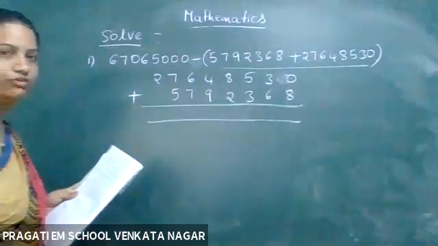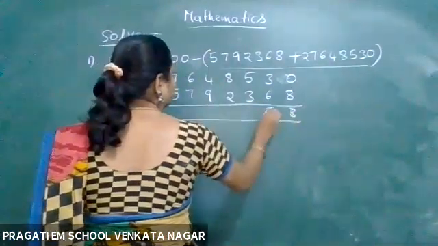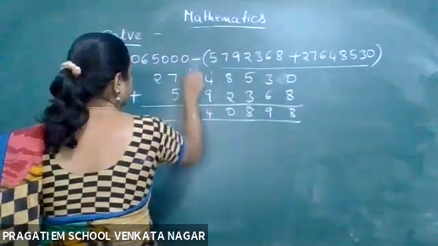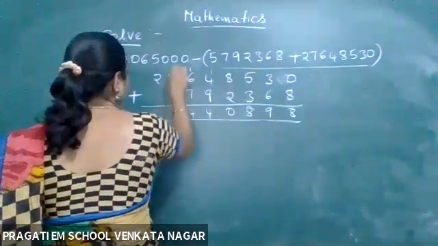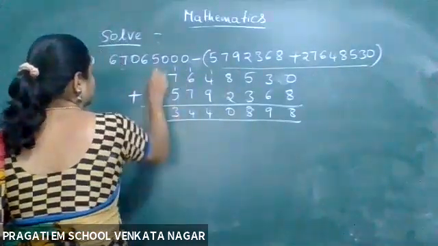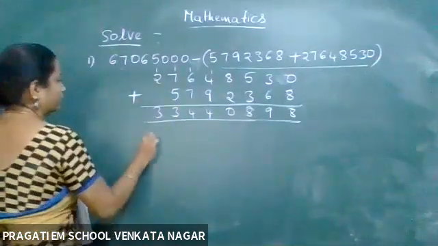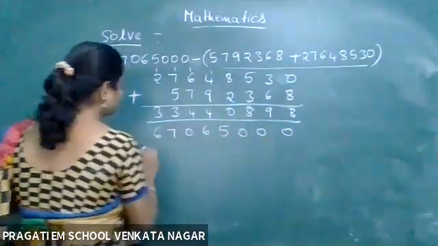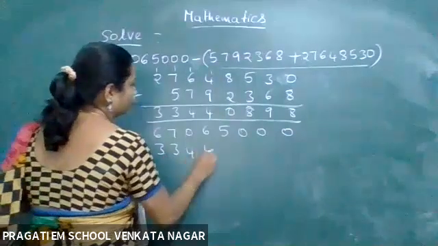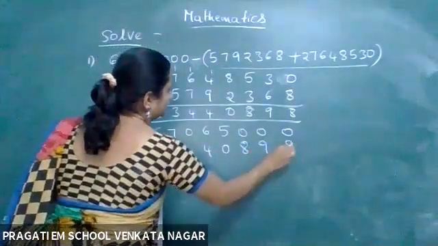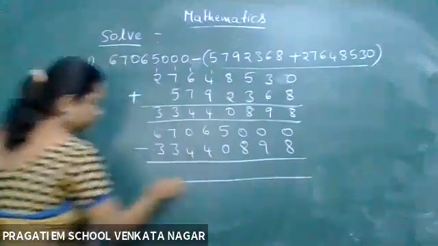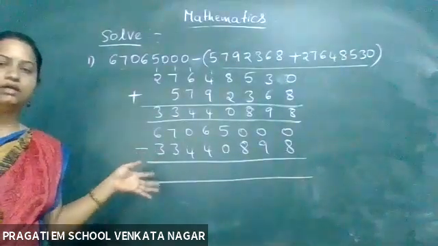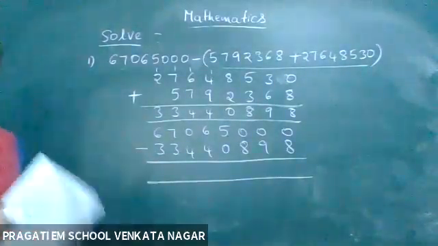You have to add them first of all. So 8, we have 9, 5 plus 3, 8, 8 plus 2, 10, 9 plus 4, 13 plus 1, we have 14, 7, 5 plus 7, 12 plus 1 we have 13, 3. So next step, what we have to follow? 6, 7, 0, 6, 5 minus 3, 3, 4, 4, 0, 8, 9, 8. You have to do the subtraction. Do the subtraction, children. I am going to give you 1 minute time.